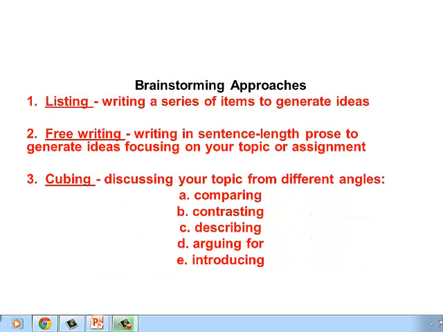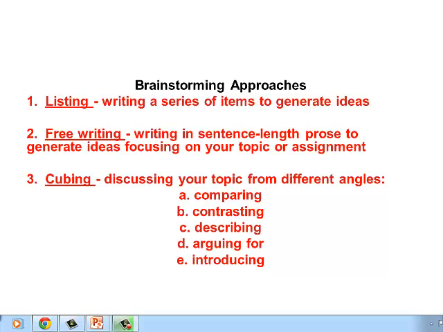Let's move on to brainstorming approaches. First, I'm going to define several of these strategies. First is listing. That's when you write a series of items to generate ideas. The second is free writing. This is when you write in sentence-length prose to generate ideas focusing on your topic or your assignment.